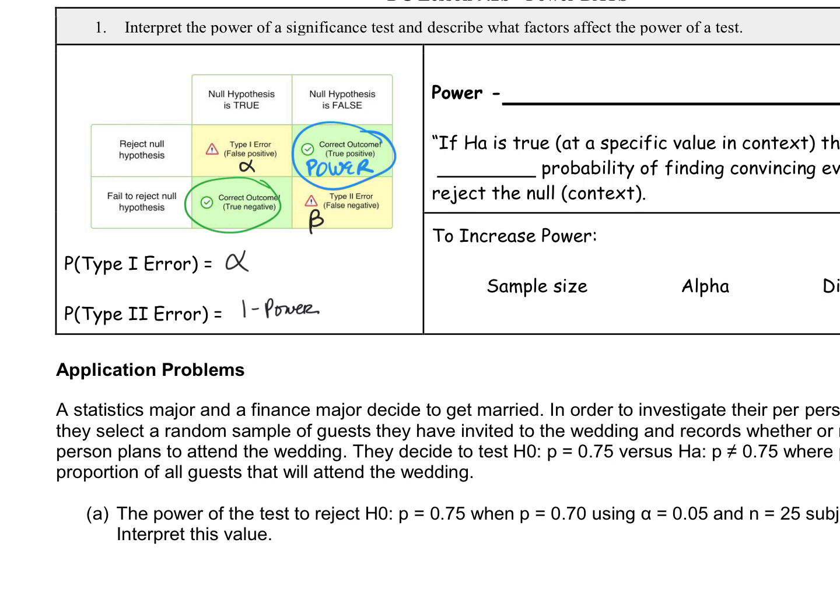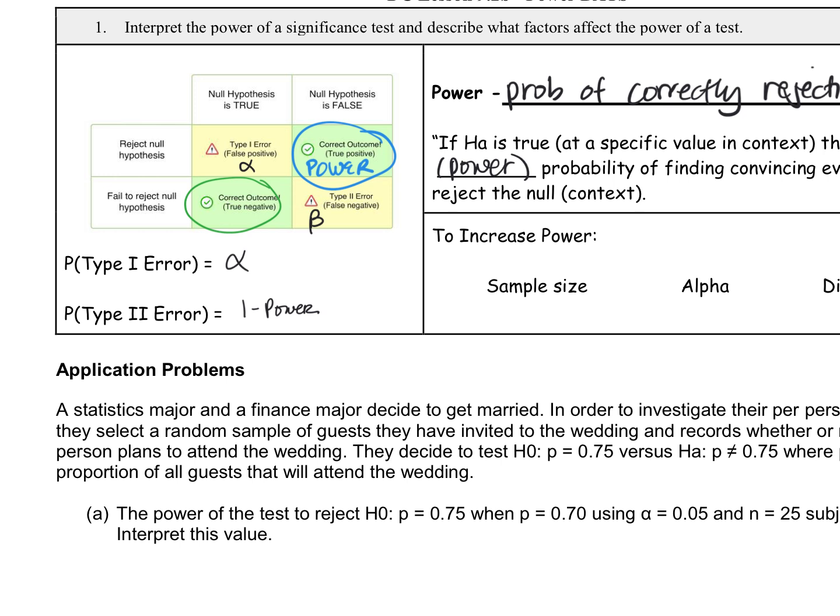All right, let's see. So I would say this. What is power? Power is the probability of correctly rejecting the null hypothesis. That's the easiest way I know to say it. All right, so then if you have to interpret it, here's an interpretation. If the alternative is true, there is your value of power, probability of finding convincing evidence to reject the null.